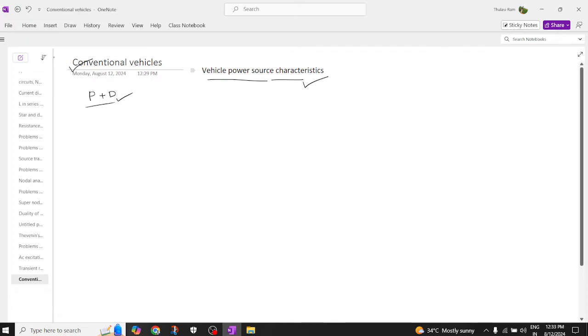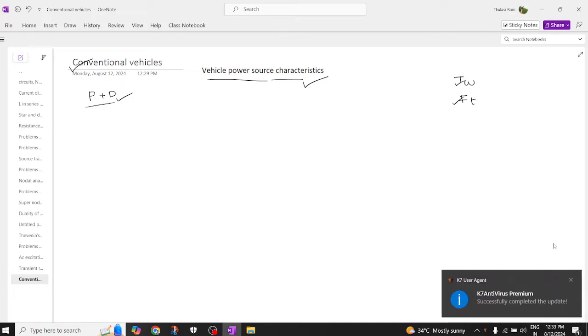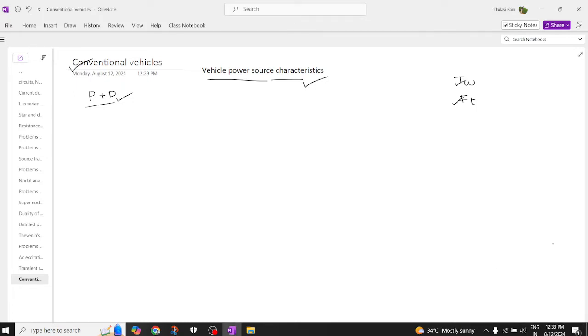Okay, this is very important, very important when you are performing your academic exams. So coming to the vehicle power source characteristics, here we are going to derive the expressions for the torque generated at the wheels of an IC engine, as well as the traction force generated at the wheels of an electric vehicle, as well as we are going to get the speed of the electric vehicle, and we are going to calculate the velocity of the electric vehicle in terms of meter per second.